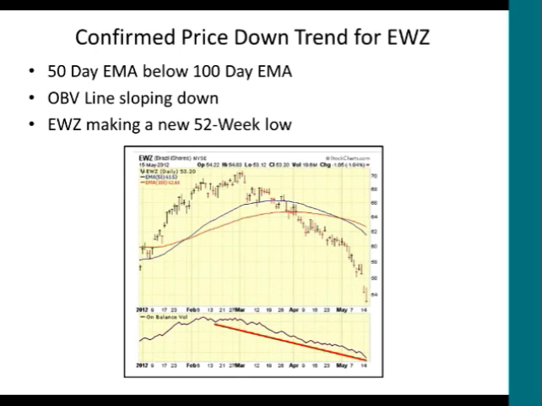And here's a typical ETF that I've been selling calls with. This is the Brazil ETF, symbol EWZ. And we can see EWZ is in a confirmed downtrend with the 50-day EMA below the 100-day, and we have a downsloping on-balance volume line in EWZ making a series of new 52-week lows. So the idea here is to profit not only from the super portfolio stock, which is far outperforming the general market, but at the same time, we can also profit from being short these ETFs in the weaker sectors.